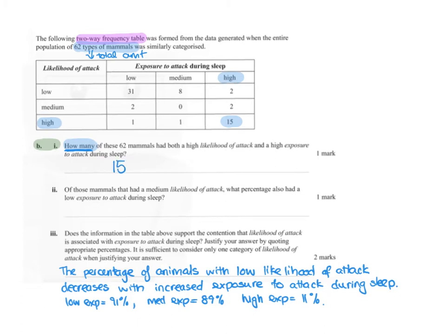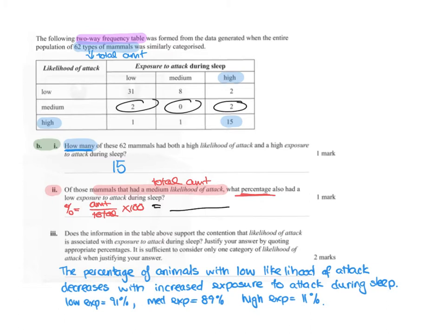Now in the next question, of these mammals that had a medium likelihood. So right here, of the mammals that have medium likelihood, that is your total. They're talking of those, that's your total amount. What percentage? We've got to be careful, we want a percentage. So I need a percentage. I'm going to write this: percentage equals amount over total amount times 100. And it says of the mammals that are medium, that's my total amount. So I look down, how many had medium? The total was 4, yeah?